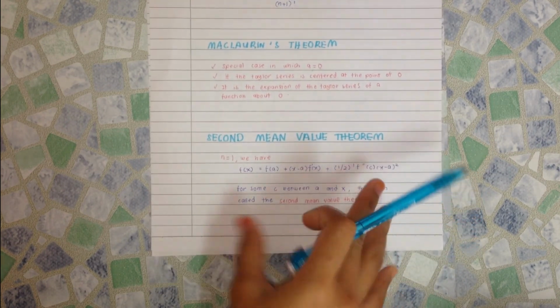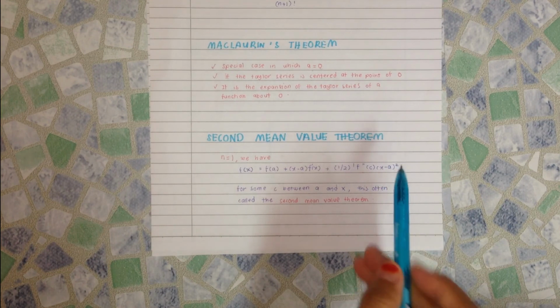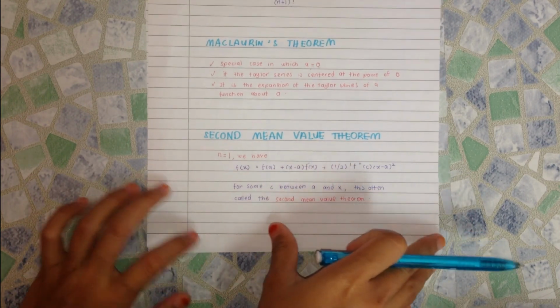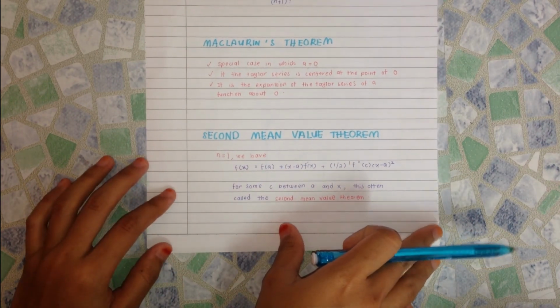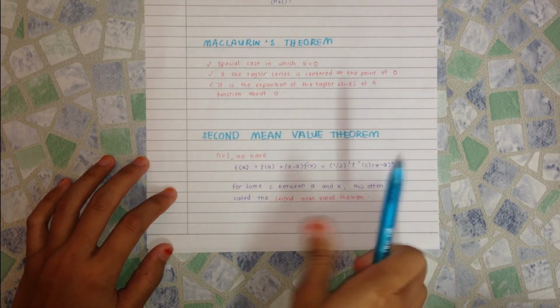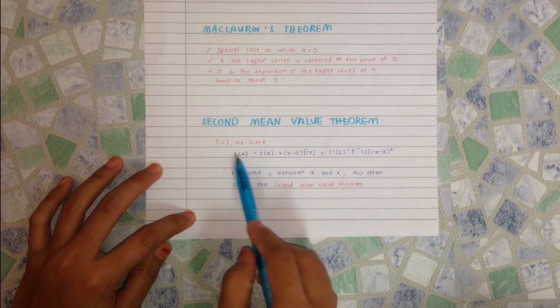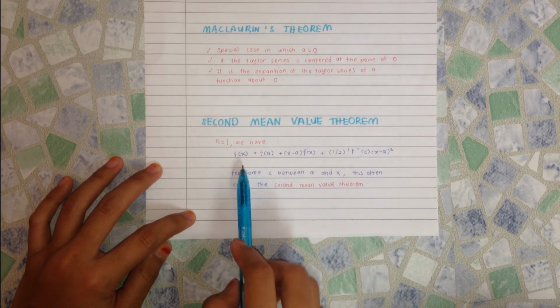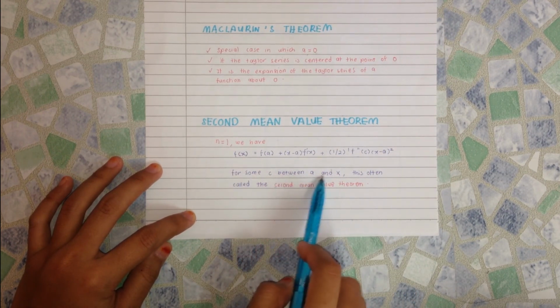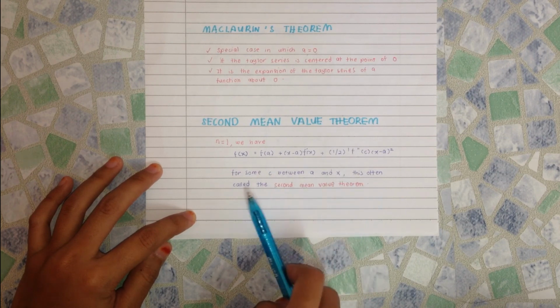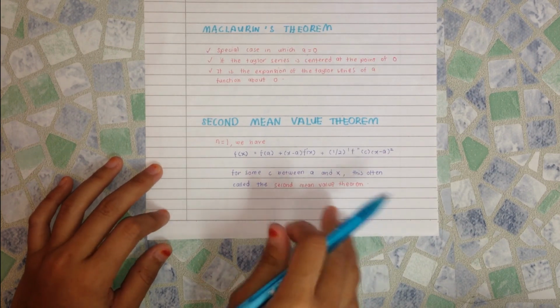And lastly is the second mean value theorem. Basically it is also just like Taylor's theorem, but when n is 1, so we have this formula for some c between a and x. This is often called the second mean value theorem.